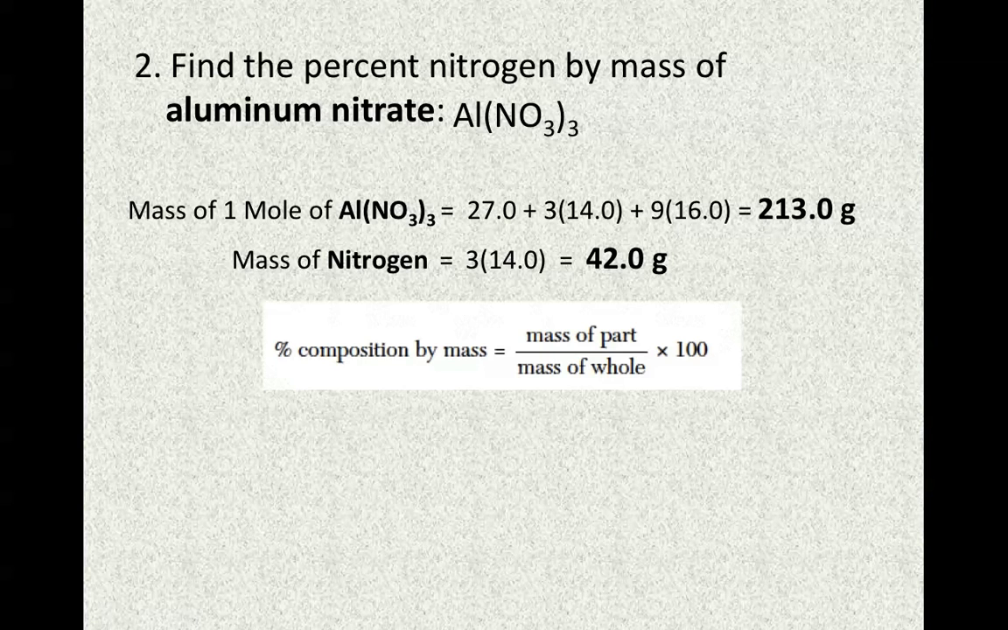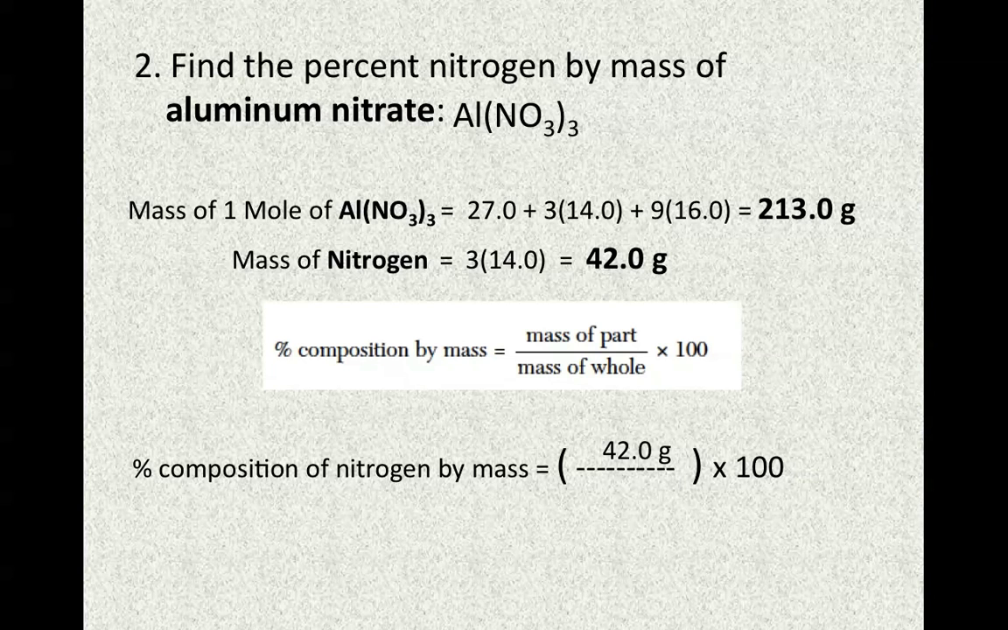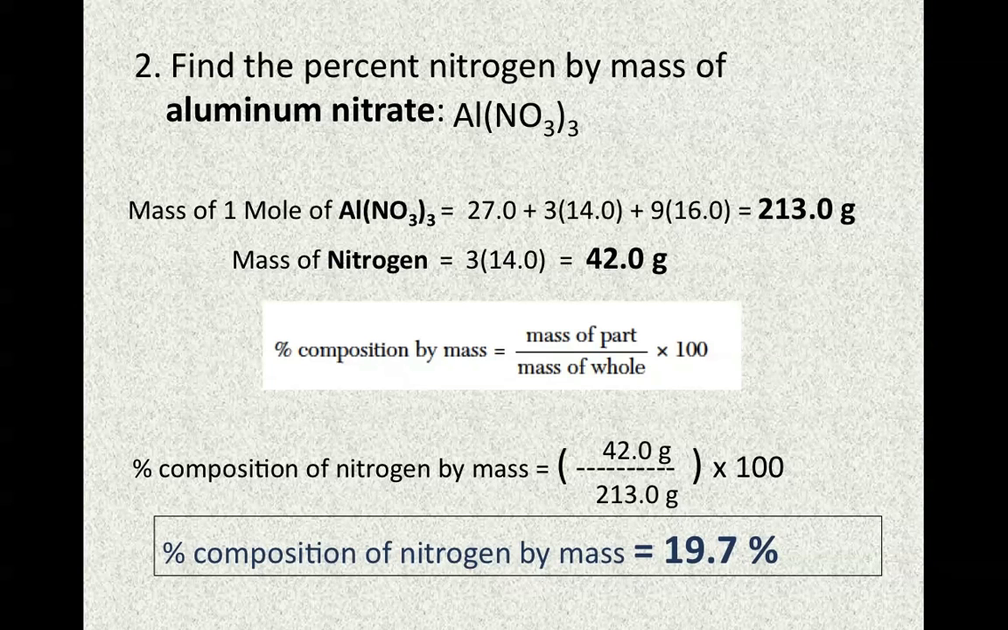Then going ahead to use the percent composition, putting the amount of nitrogen, 42.0, dividing it by the mass of the entire aluminum nitrate, and then arriving at a value of 19.7%, which is the percent composition of nitrogen by mass. So those are just some straightforward percent compositions using our compounds' formulas.